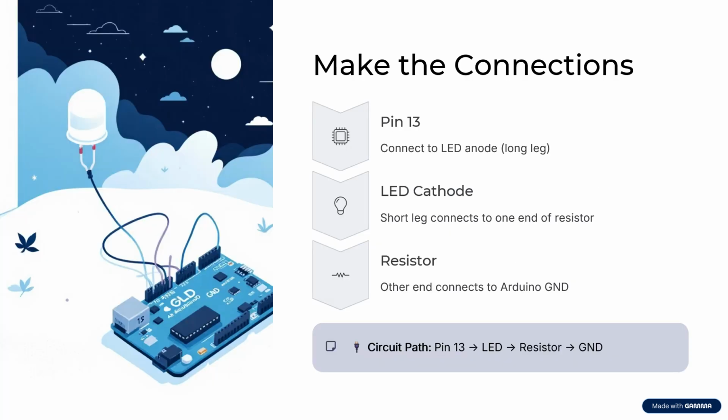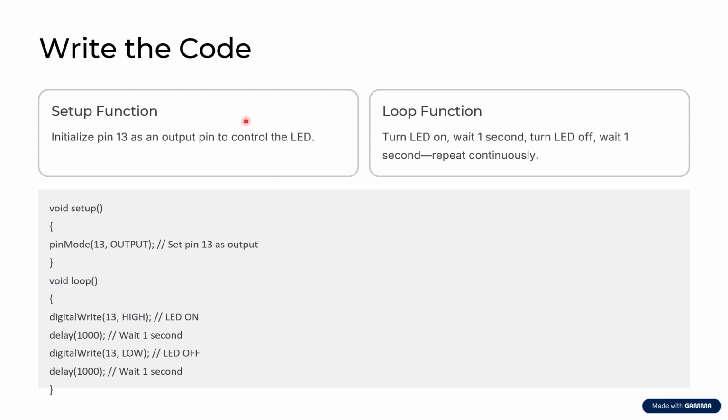Once we have placed all the components, now it's time to make the connections among them so that the LED light blinks. We are going to make 3 simple connections. We connect the LED anode, the long leg, to the 13th pin of the Arduino board, and the short leg is connected to one end of the resistor, and the other end of the resistor is connected to the ground of the Arduino board. Once we have completed the connection part, now we are ready to write the code.